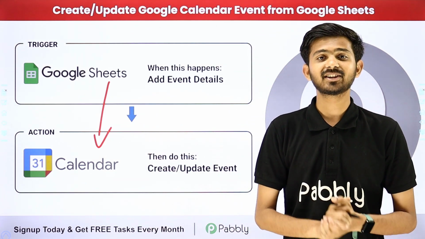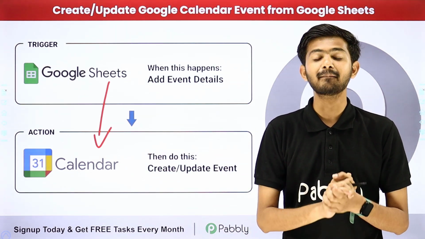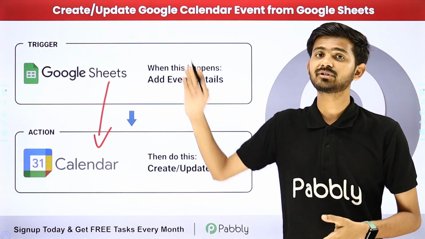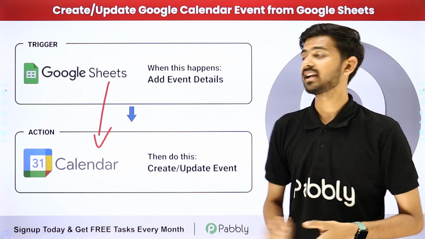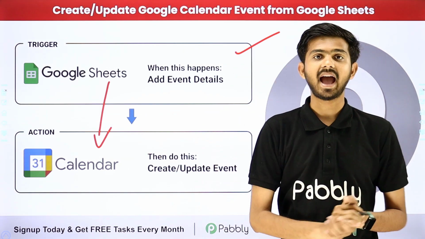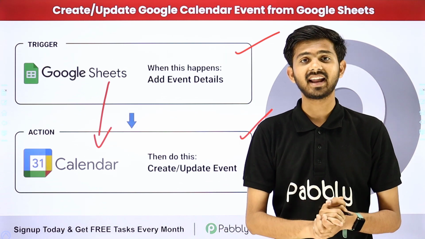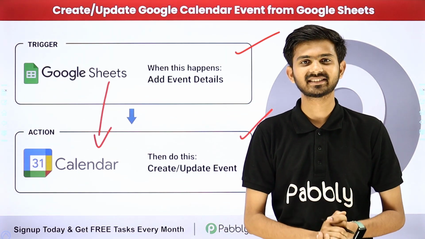So for building this connection, I'm going to use Pabbly Connect, which is an amazing software for automation and integration. In Pabbly Connect, I have to use trigger and action. In trigger application, I'm going to use Google Sheets. In action application, I'm going to use Google Calendar. So how I'm going to build this connection? For that, let me take you to my computer screen.